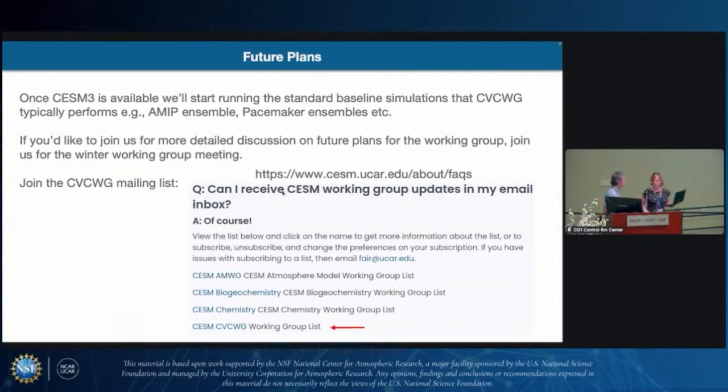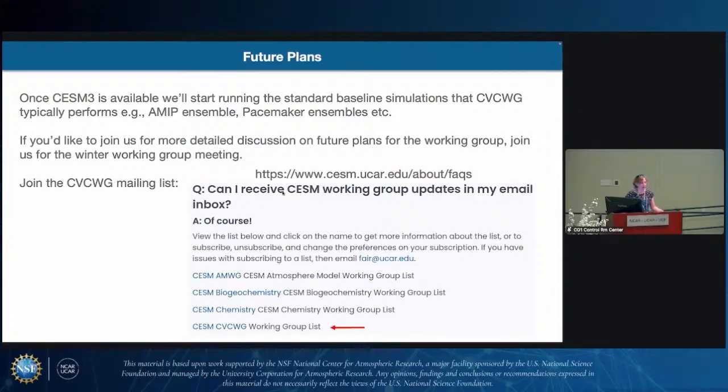All right, so we don't have a huge amount of time here for discussion, so I just want to encourage you, if you want to get involved in plans for future simulations for the working group, to join the winter working group meeting where we will have a lot more time to discuss things. Our near-term plans are, once CESM3 is available, we start running the various baseline simulations that we do with the working group. That's the immediate plan.